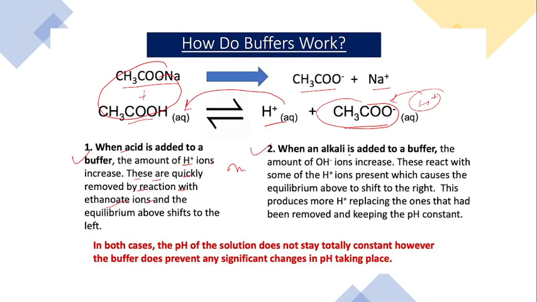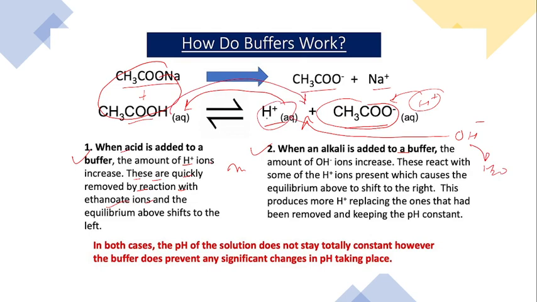Second case, when alkali is added, alkali means when you are adding OH minus. This OH minus will react with this hydrogen ion and make water, but the equilibrium will shift to the right-hand side. Why does the equilibrium shift to the right-hand side?